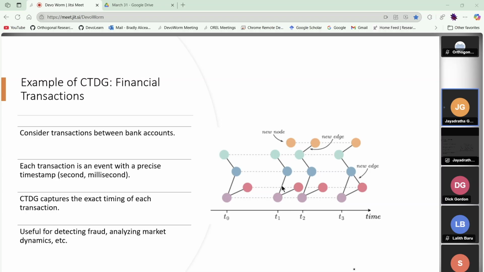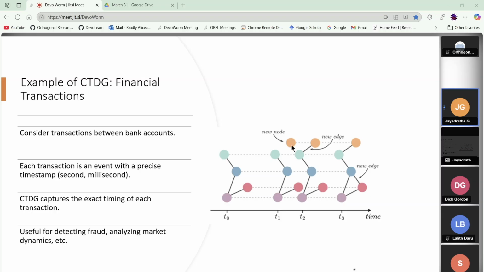So at time t1, there is this graph. At time t2, there is this. Both of these are happening. One new edge has come, and one new node has appeared. At T1 a new node appears, at T2 a new edge appears, and at T3 another edge appears. And this was at first at T0. This was the graph for a transaction.